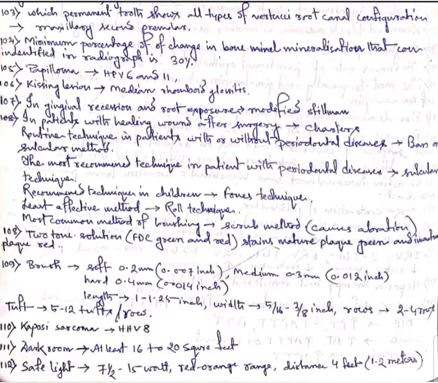Let's discuss some questions from brushing technique and brush. In gingival recession and root exposure, modified Stillman technique is the choice of brushing. In patients with healing wound after periodontal surgery, the brushing technique recommended is Charters. A routine technique in patients with or without periodontal disease, Bass or circular method. The most recommended technique in patient with periodontal disease, circular technique.